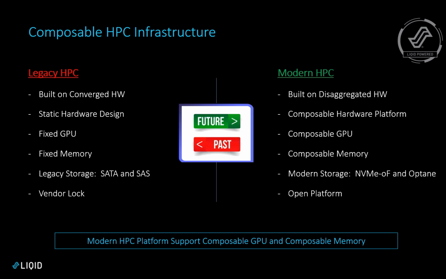Legacy HPC, you've got to make your best guess on memory a long time ahead of the actual workload. With composable memory, we can shift that. We can change that. If the software layer changes, we're going to be able to adapt to that. Legacy HPC is still built around SATA and SAS, the old interfaces. Modern HPC is built around NVMe over Fabric, Optane memory. Legacy HPC is about vendor lock, right? Modern HPC is using best of breed, right? Open up the platform. Let's go get the best component for the problem.